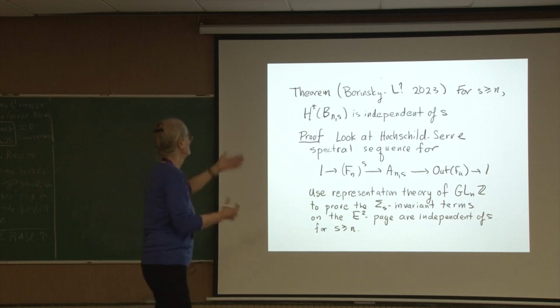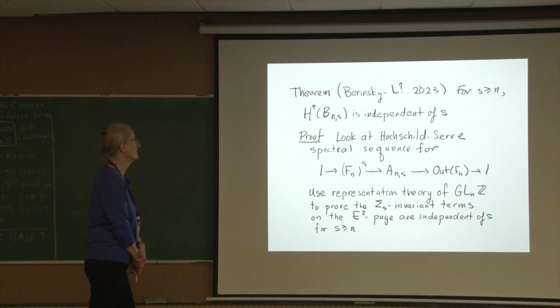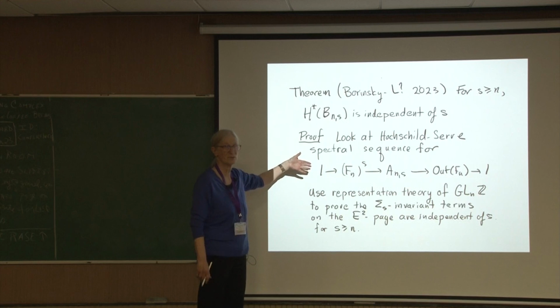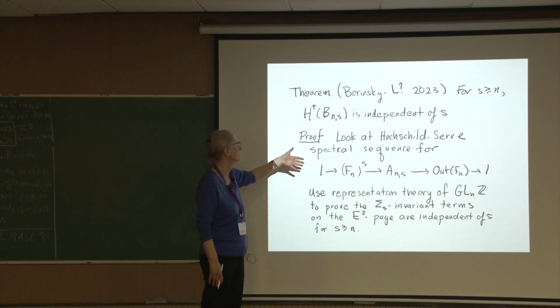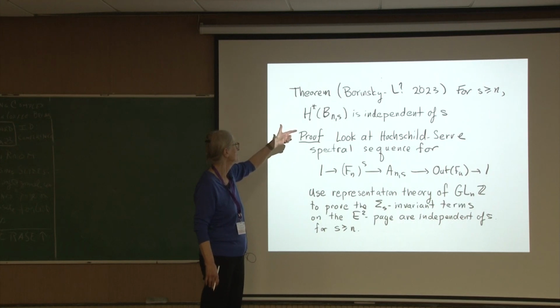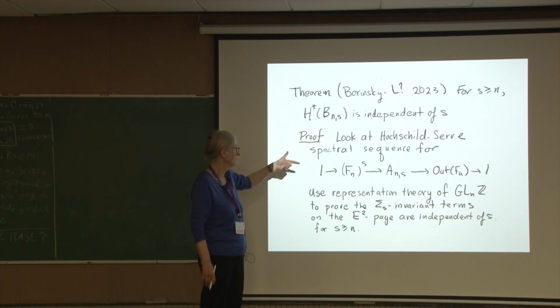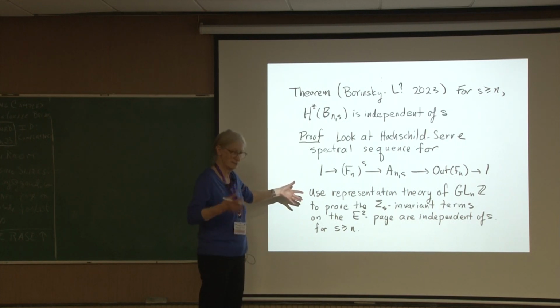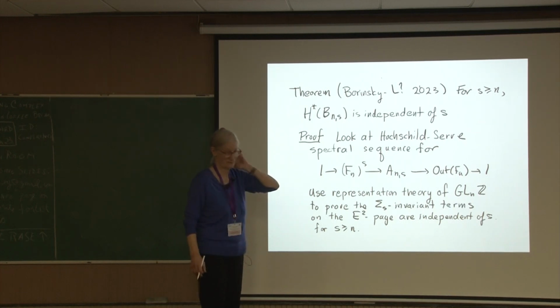The cohomology is in fact independent of S, and again, the proof is by looking at this Hochschild-Serre spectral sequence we looked at before, for when we calculated the cohomology of B of A to S. So you look at the E2 page, you use the representation theory of GL_n(Z) and Schur-Weil duality to prove that the symmetric group invariant terms on the E2 page don't depend on S for S bigger than n.